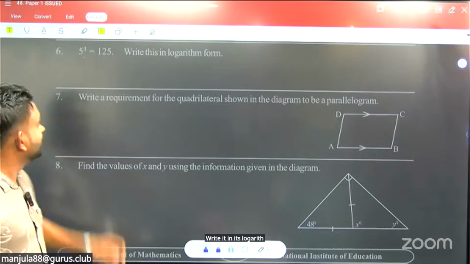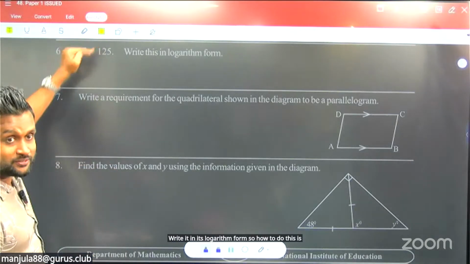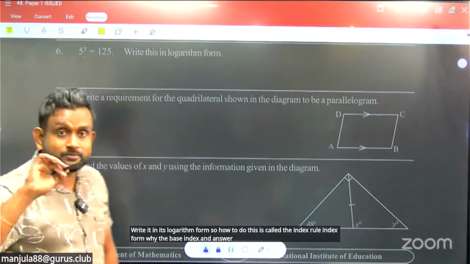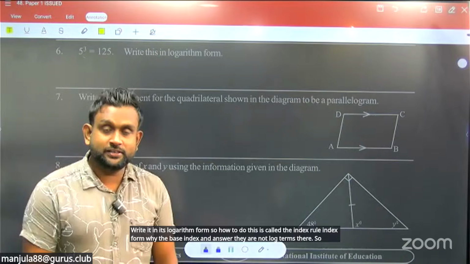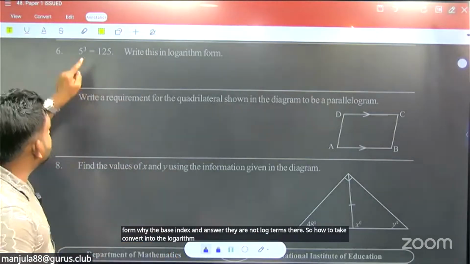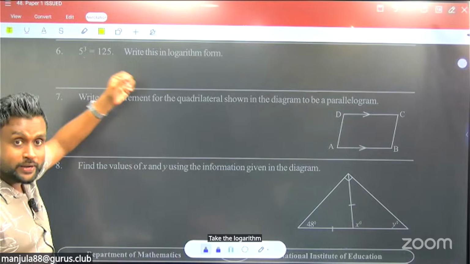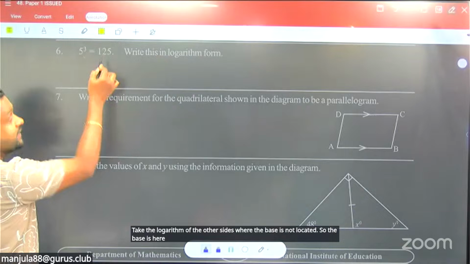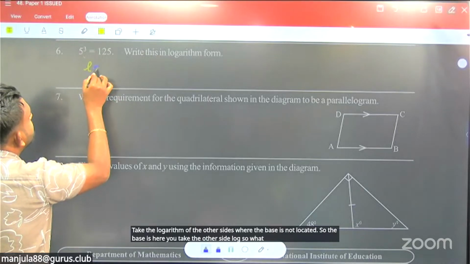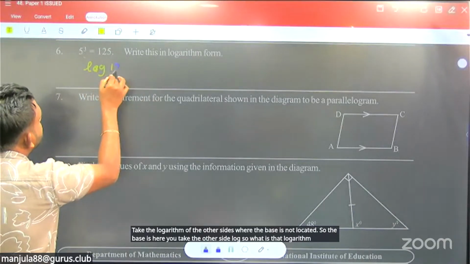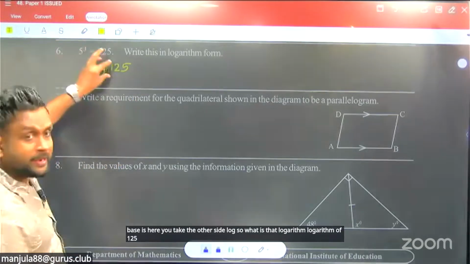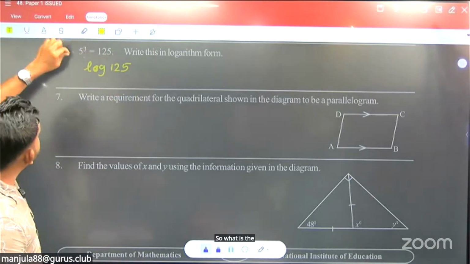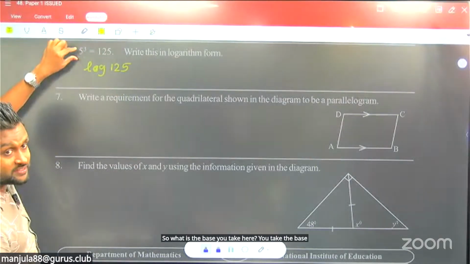So how to do it? This is called the index form. The base, index and answer are not log terms there. So how do we convert it into logarithm format? You just take the logarithm of the side where the base is not located. So what is that? The logarithm of 125. But to take a log value, there should be a certain base. So what base do you take here? You take 5 as the base.